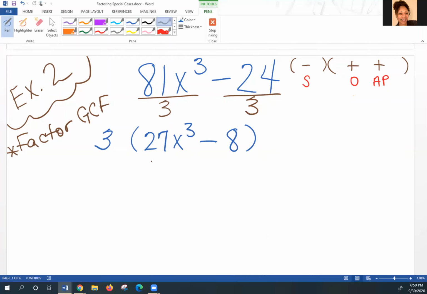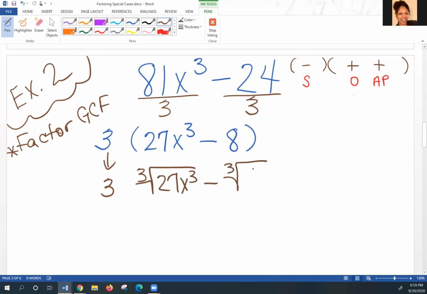But also, I don't want you to forget this. Always bring down your GCF. That's all you're doing, just bringing it down. This is where you're doing the cube root. So the cube root of the entire term, 27x cubed, minus the cube root of the second term, which is 8. And again, this simply means what times itself 3 times will give me 27. And it just happens to be 3.